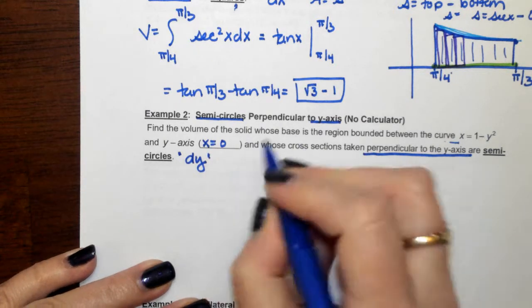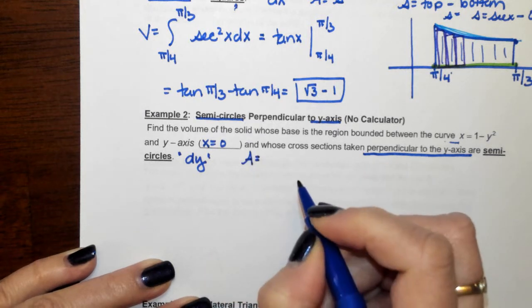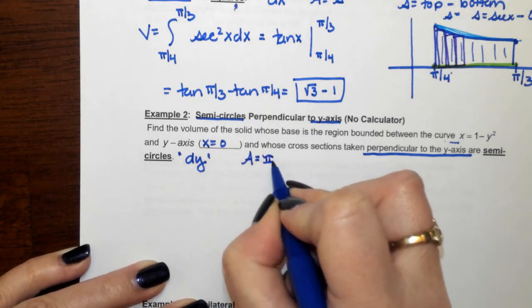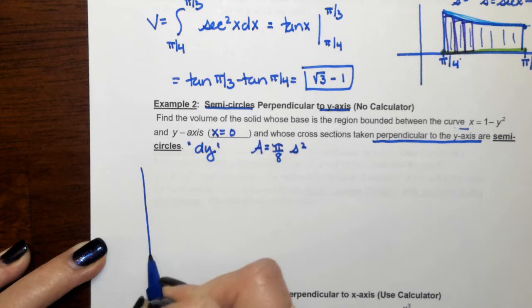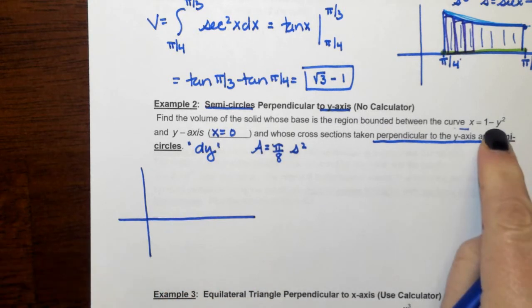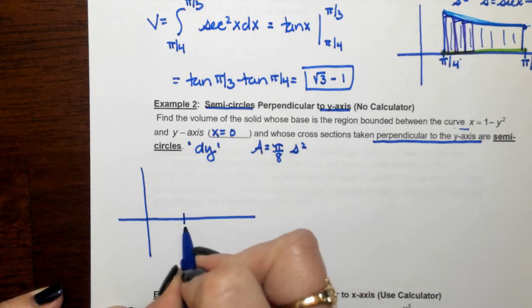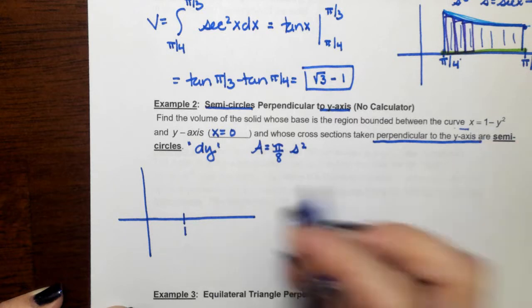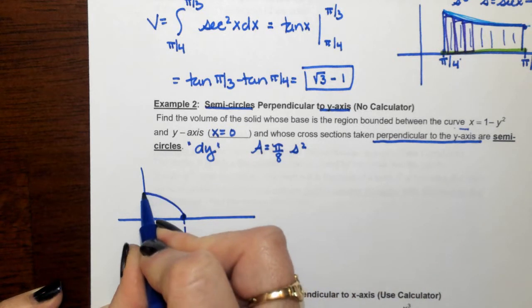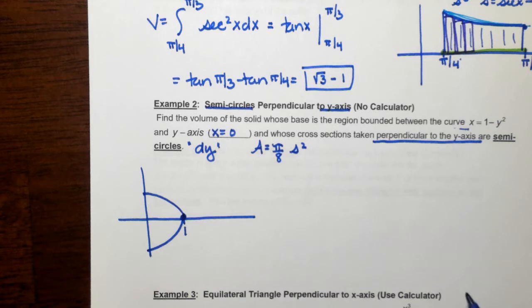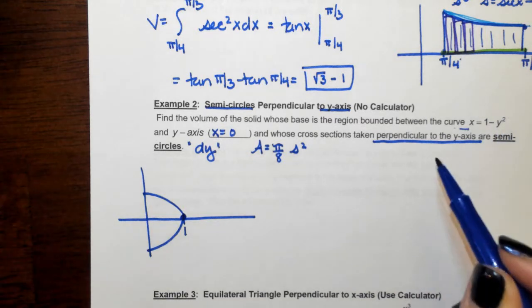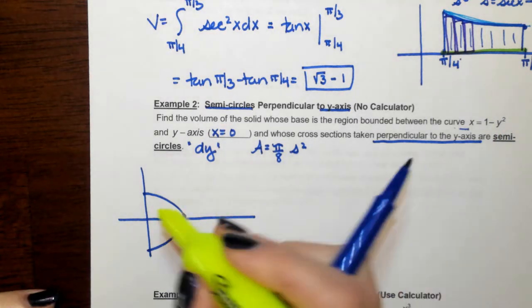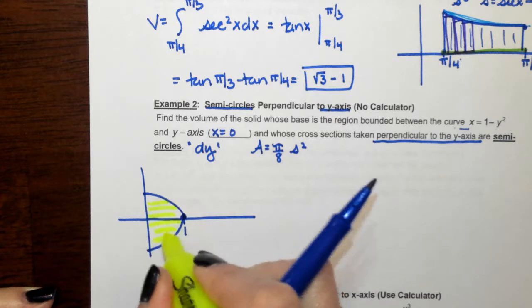And again, semicircles. So the area, remember, of your semicircle is going to be pi over 8 times s squared. So what we want to do is look at the graph. So x equals 1 minus y squared. It is a parabola opening to the left. And again, you have a translation going to the right one. So again, the region is bounded between the curve and the y-axis. So again, we're trying to calculate the volume bounded in here.